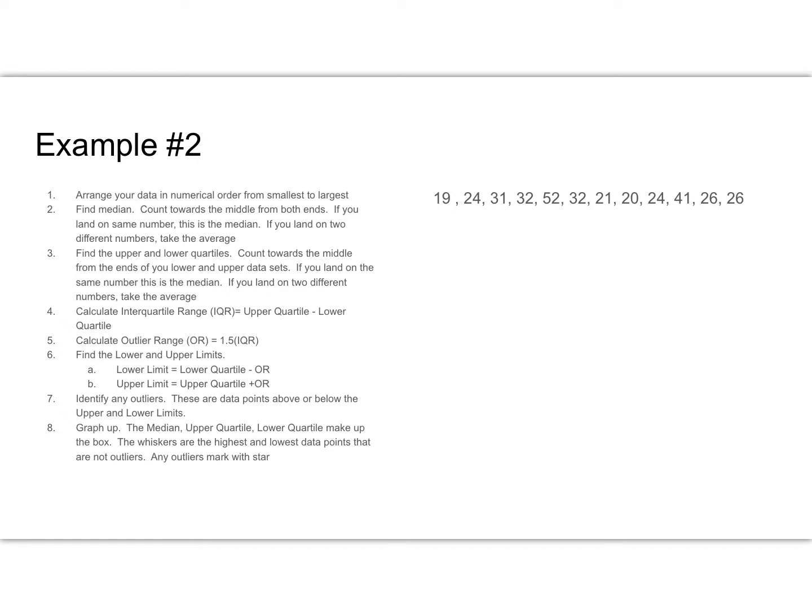All right, so I have this data set. So the first thing we're going to want to do here, let me shrink this down because I know I'm going to need a lot of room for this one. All right, so let's start by organizing our data here. The lowest data point I see here is 19.